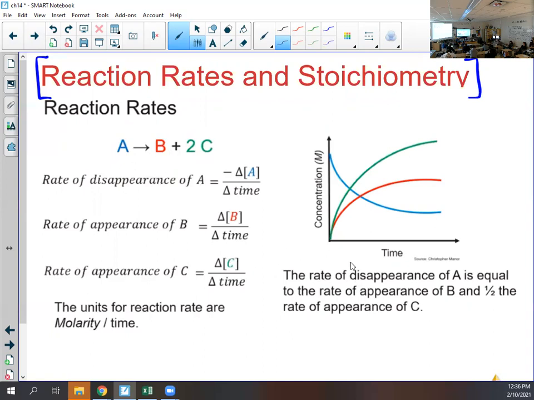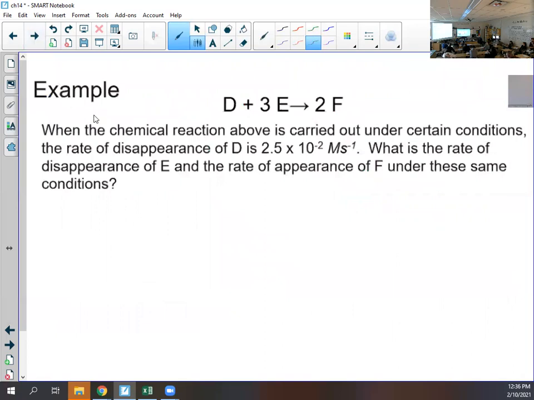The rate of disappearance of A is equal to the rate of appearance of B and half the rate of appearance of C. So we will use stoichiometry. That means we first start with a balanced reaction. And if we have the rate for one of them, we can get the rate for all of them. Okay. You try this while I get my TA working.